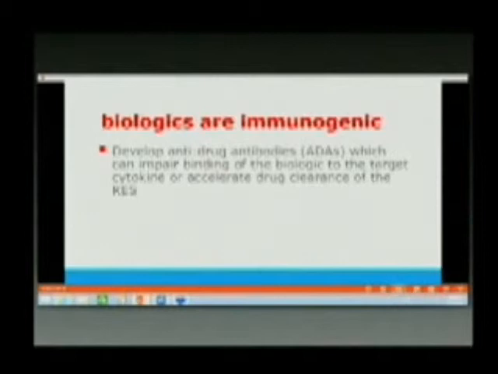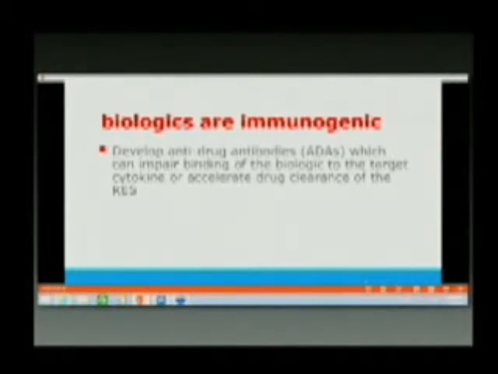Biologics are immunogenic. Admittedly, it's understandable in infliximab, which is a chimeric monoclonal antibody with human and mouse components. But being big proteins, all biologics are immunogenic. And what does it mean? Since they're immunogenic, they're prone to develop anti-drug antibodies, which can impair the binding of your biologic to the target cytokines, making it ineffective, or it can also accelerate the drug clearance of these biologic agents.